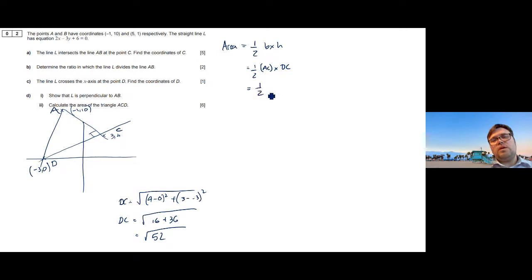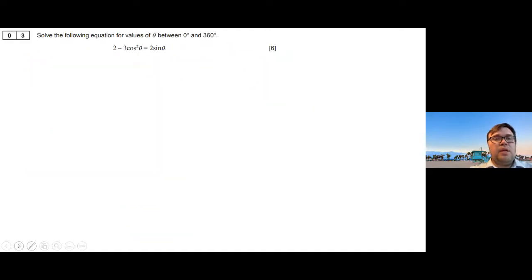This is 1/2 times the square root of 52 times the square root of 52, which is 52 over 2, 26 units squared. And then how many marks is that? 6, 7, 8, 9. So you look at 14 marks plus the 7 at the start. So it's 23 marks so far out of the first 2 questions. And I don't think there's anything there which any of you would find difficult.